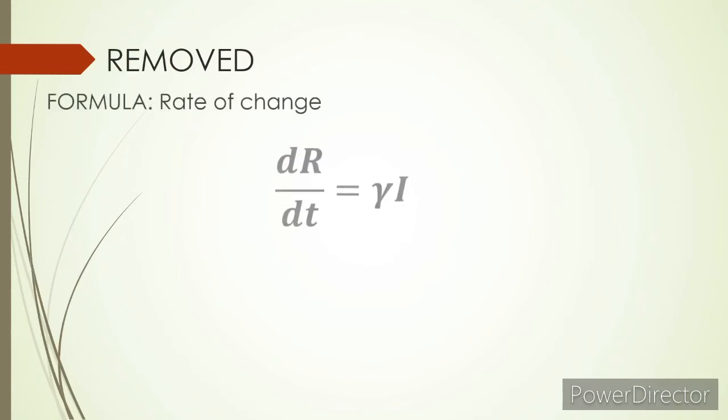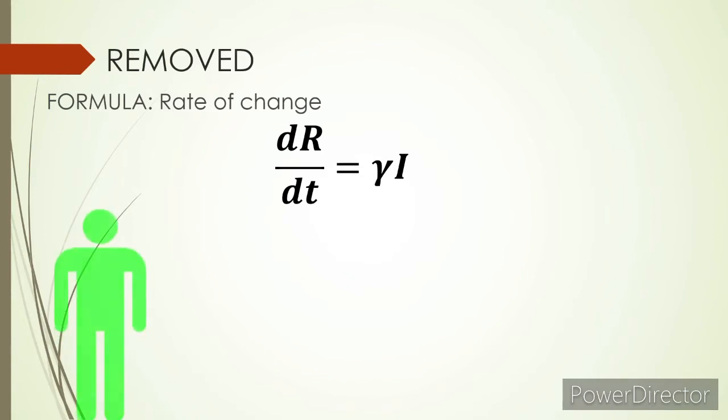Next is the removed. The formula for its rate of change is dR/dt is equal to the product of the recovery rate and the number of infectives. As you can observe, it is similar to the second term of the infectives. That is because all who are in the removed were just those who were transferred out from the infectives.